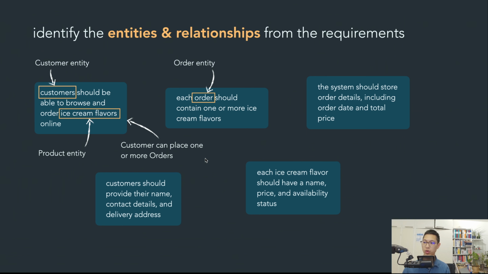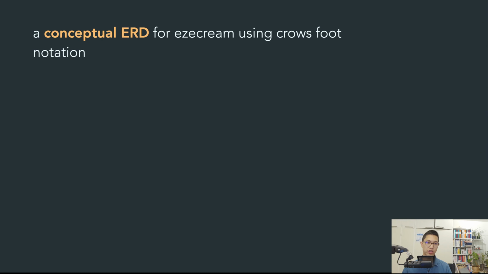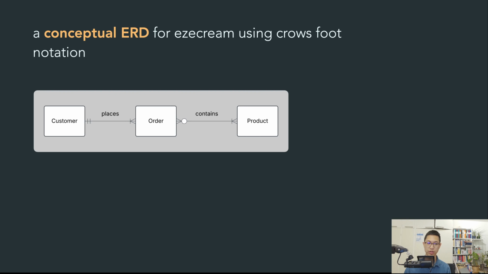Let's go more in detail with this. So a conceptual ERD for ice cream using something called the crow's foot notation. This is also called information engineering. Crow's foot is because the many side looks like a crow's foot. So here's the example. We have customer entity, order entity, and product entity. And then we have these relationships between them. So these are entities, and these are relationships. So customer places order.